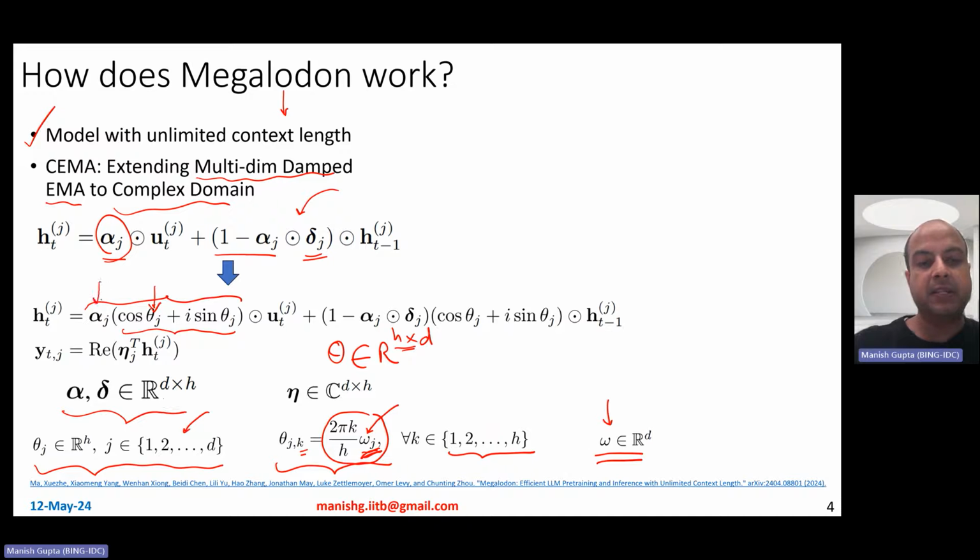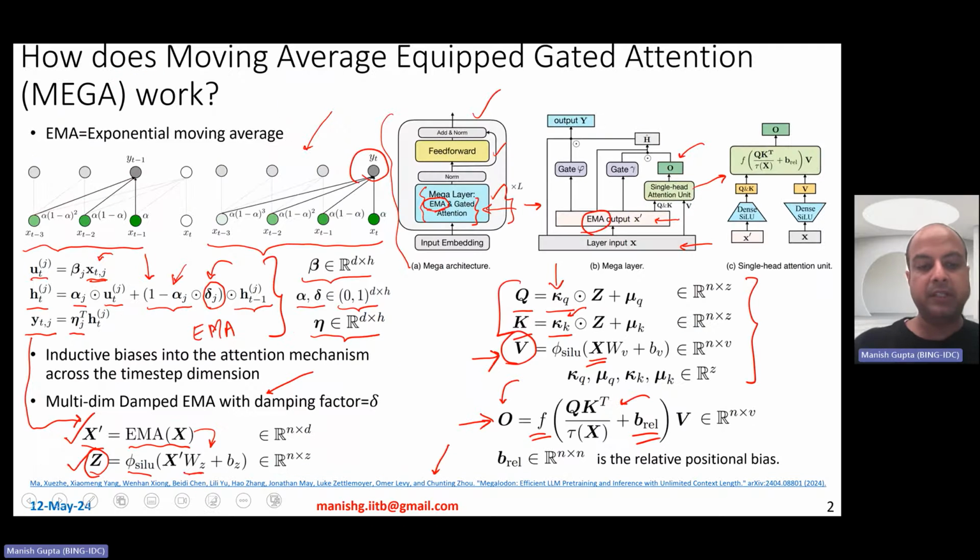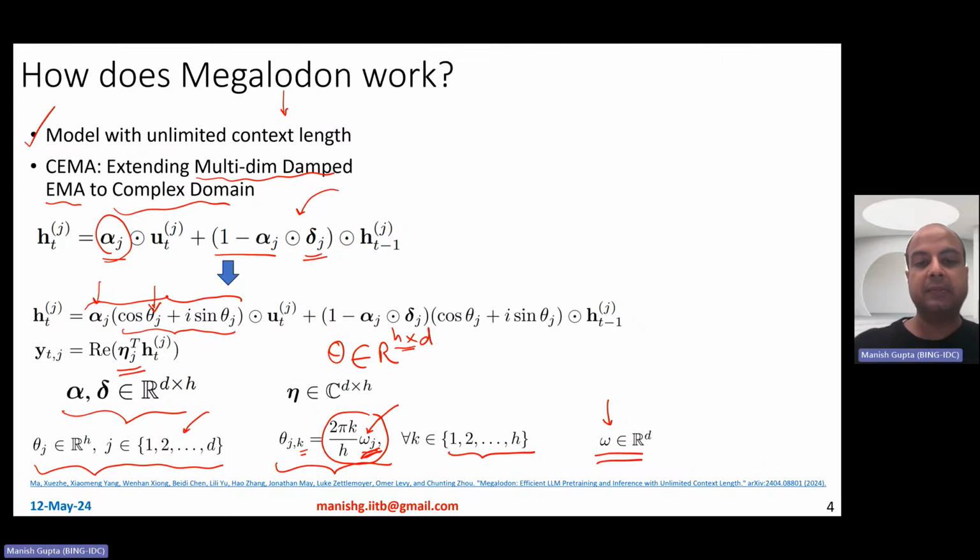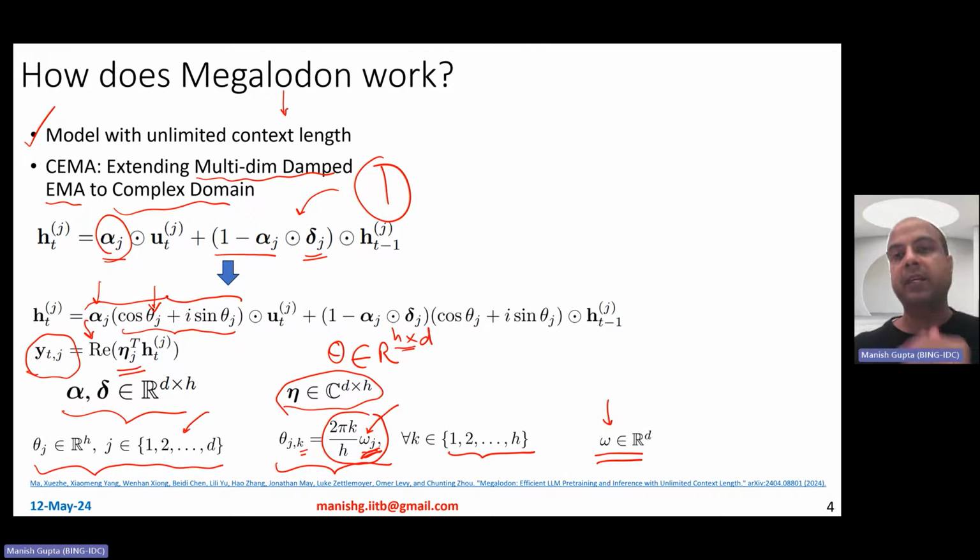Your alphas are still d cross h, like in your Mega model. However, remember these etas which were used in the Mega model to finally map your h's to the final revised output y. These etas are now considered complex numbers, and for the sake of computing y, you only take the real part of that multiplication. So that's the first change: Megalodon expands the multi-dimensional damped EMA to the complex domain.